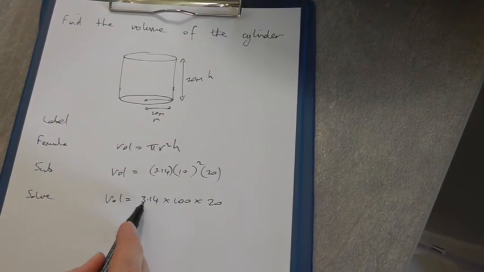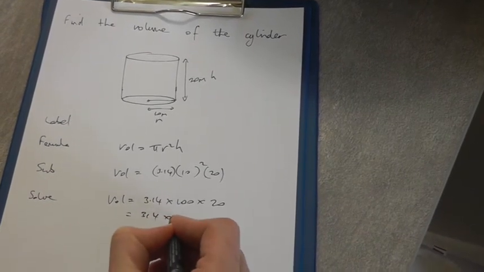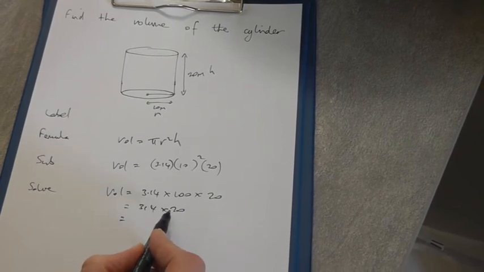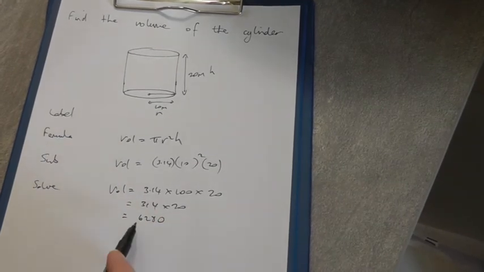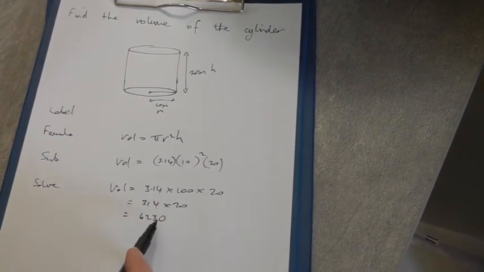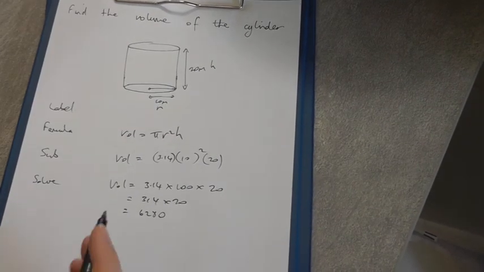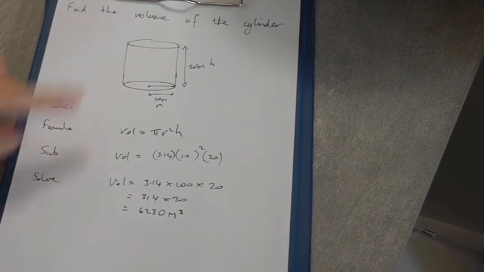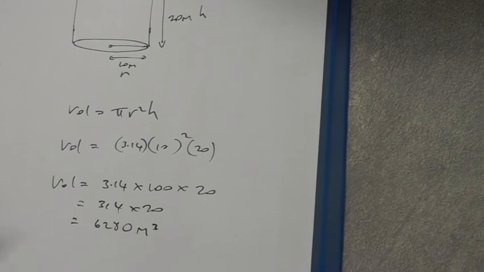So let's do 3.14 multiplied by 100 is 314, and we still have our 20. And 314 multiplied by 2 is 628, and we still got our 10. So it's 6,280. Now our units are our last thing. Our height and our radius are both in meters, so our volume will be meters cubed. And that is the volume of this particular cylinder worked out, 6,280 meters cubed, and that is the question finished.